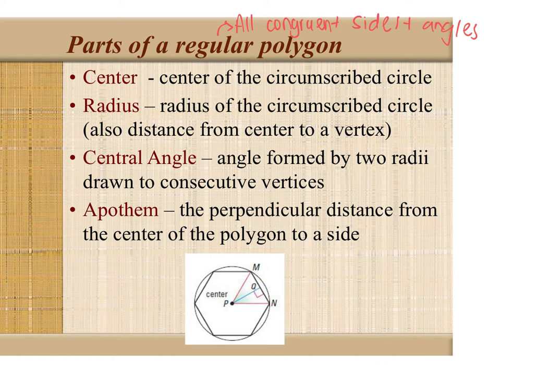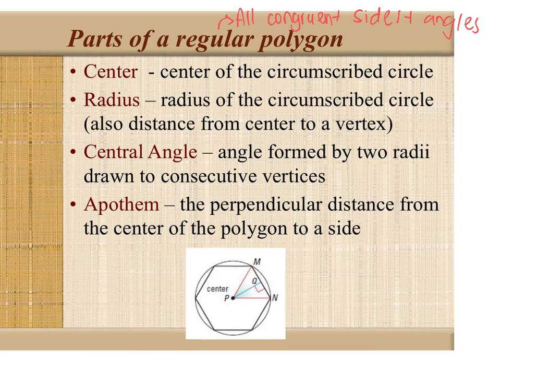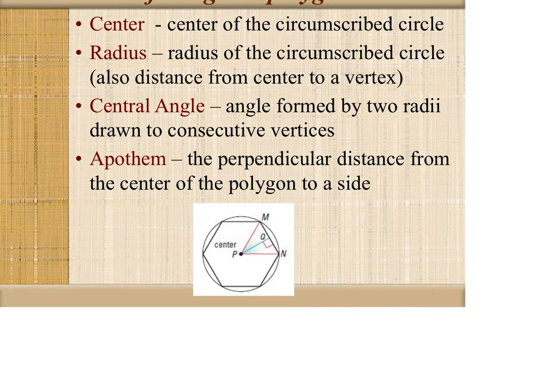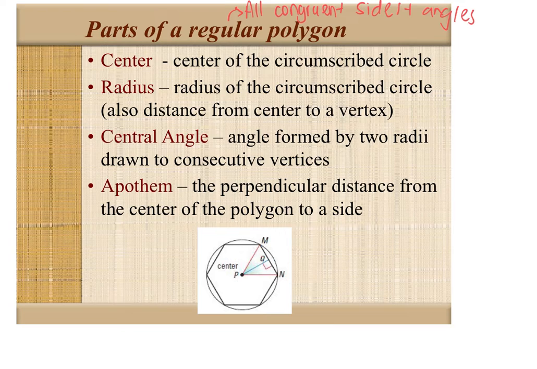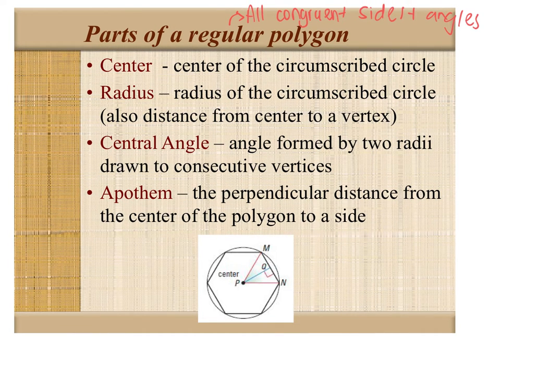Now, if you look down below, they have a hexagon for you, and do you see how they drew a circle around the hexagon? The center of that circle would be the center of your polygon. The radius of the circumscribed circle is also the distance from the center of your figure to any of the vertices, because all of the vertices will lie on the edge of the circle. Your central angle is formed by 2 radii drawn to consecutive vertices.